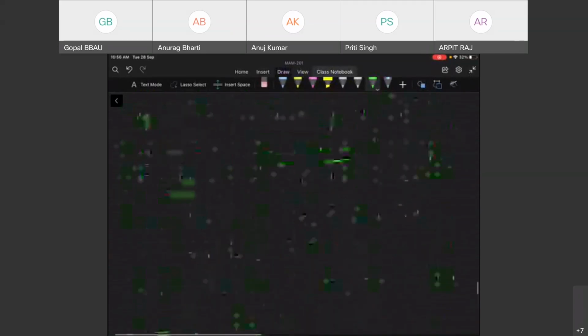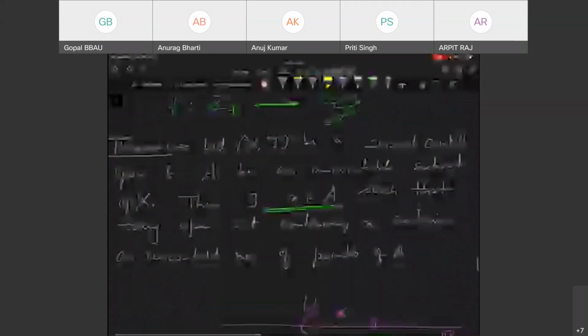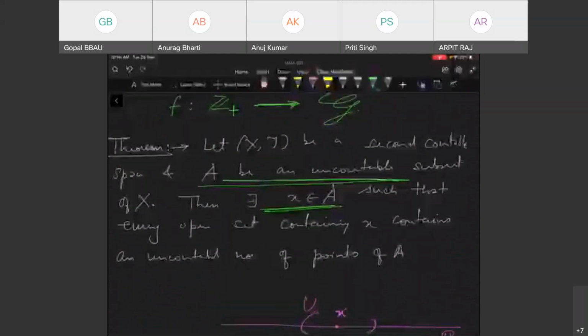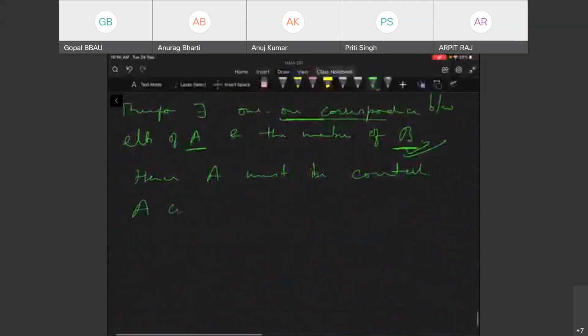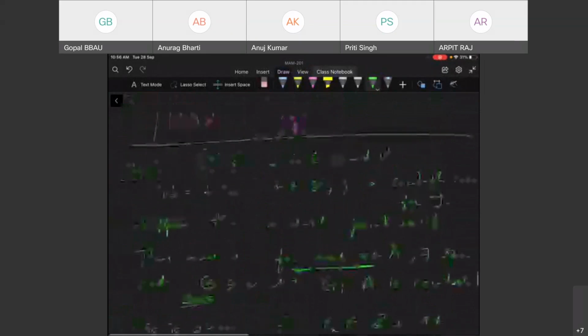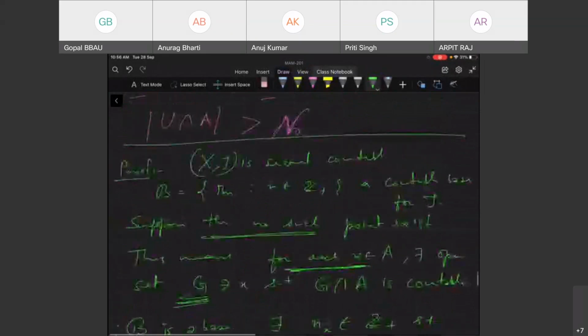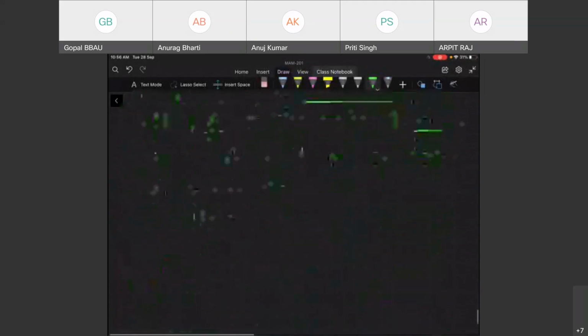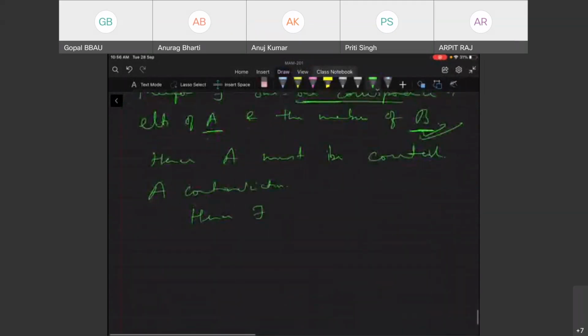But you see in our hypothesis, A is an uncountable set. This means we are getting a contradiction. Hence every uncountable subset of a second countable space. So this assumption is wrong. This means there exist such points.